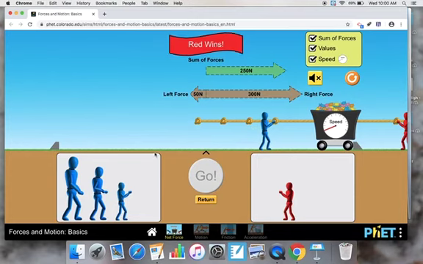So that was that idea of net force: how you have opposing forces, and then the sum of the forces is what helps you calculate your mass times acceleration values using our F equals ma.